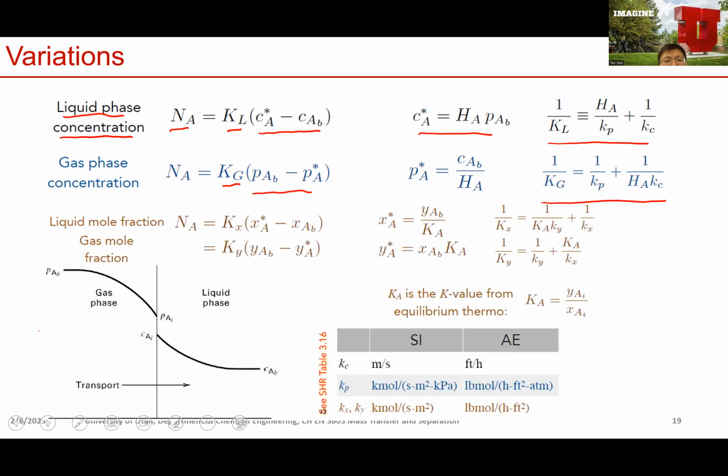And you can also use, instead of concentration difference or partial pressure difference, the mole fraction of A in the liquid phase, right? We typically use X to denote it, or the mole fraction of A in the gas phase. We typically use Y to denote it. And in these different functional forms, the mass transfer coefficients will have different units, but they can be easily converted, okay?